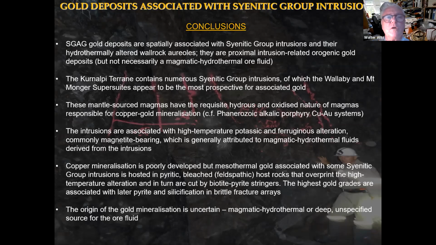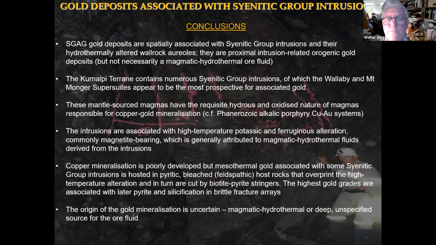Firstly, SGEG gold deposits are spatially associated with syenitic group intrusions and their hydrothermally altered wall rock aureoles. They are proximal intrusion-related gold deposits in my subdivision of the orogenic class, but that doesn't necessarily imply a magmatic hydrothermal ore fluid. The Kurnalpi Terrane contains numerous syenitic group intrusions, of which the Wallaby and Mount Munga supersuites appear to be the most prospective for associated gold, but there's more work required in that space.